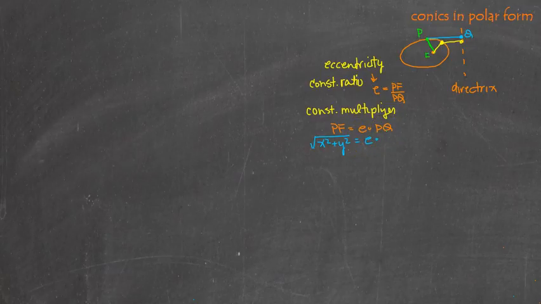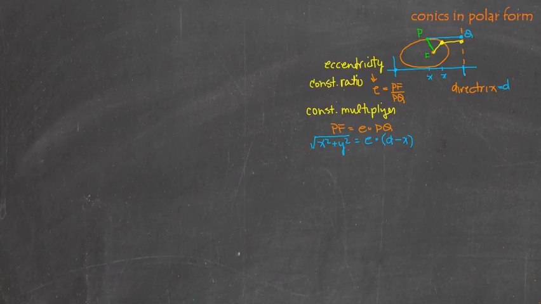PQ, what would be the way to write PQ? Well, if this were a Cartesian plane and I had the origin here, I would be able to identify the length of PQ as the directrix, which equals D, the location of the directrix on the x-axis, minus whatever the x variable is. In each case, I have an x value. So this would be E times the directrix minus x.